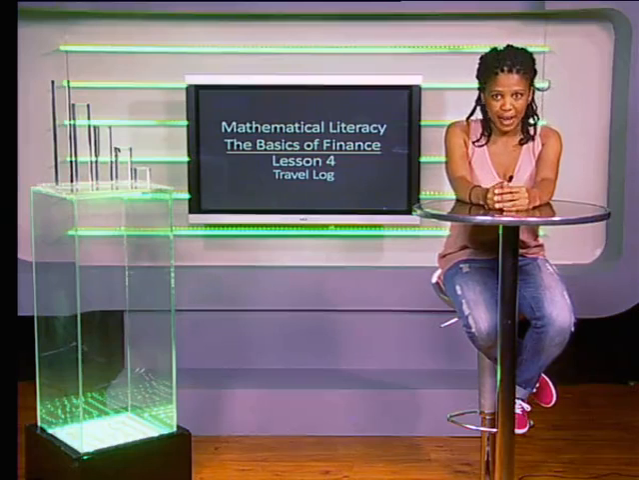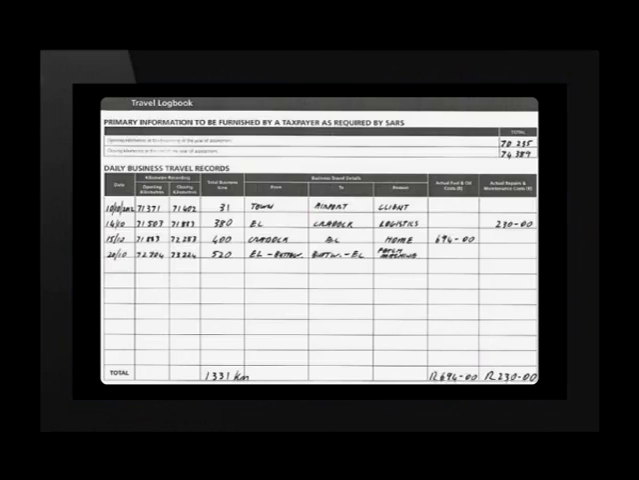However they get the money back, they will need to keep records of the distances they travel and the petrol that is used. They can do this in a logbook. Here is a logbook for the month of October.